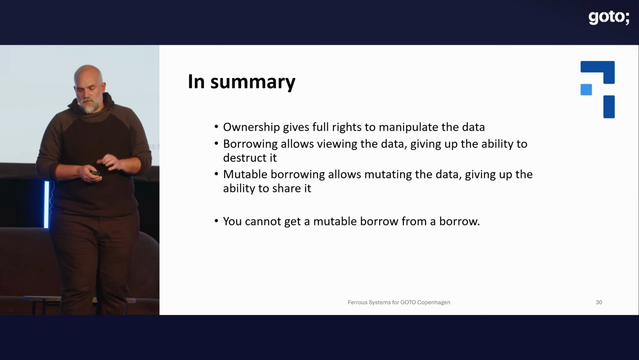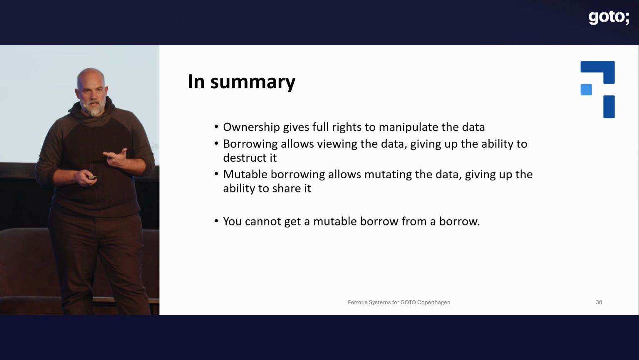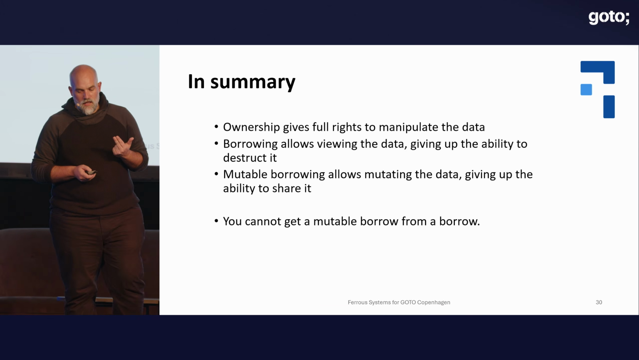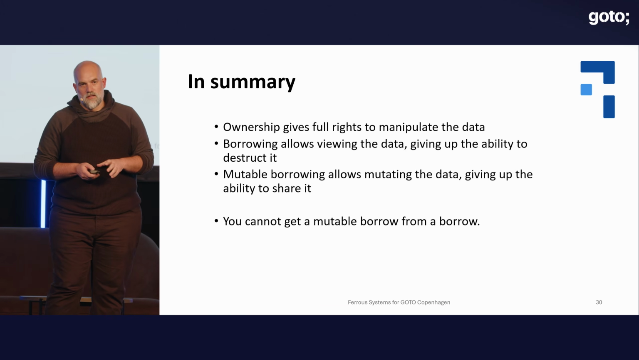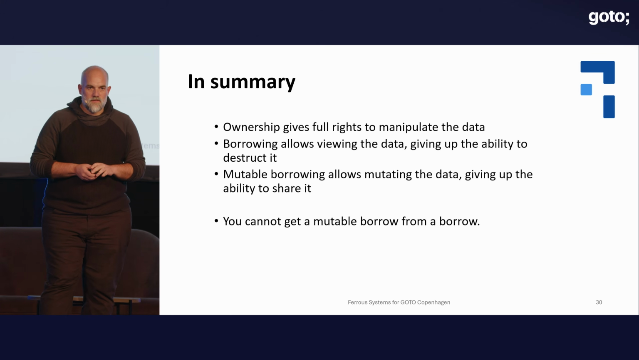So, in summary, ownership gives full right to manipulate the data. Borrowing allows viewing the data, giving up the ability to destroy it. Mutable borrowing allows mutating the data, giving up the ability to share it. And also, just to spell it out, you cannot get a mutable borrow from a borrow. I need that statement later.